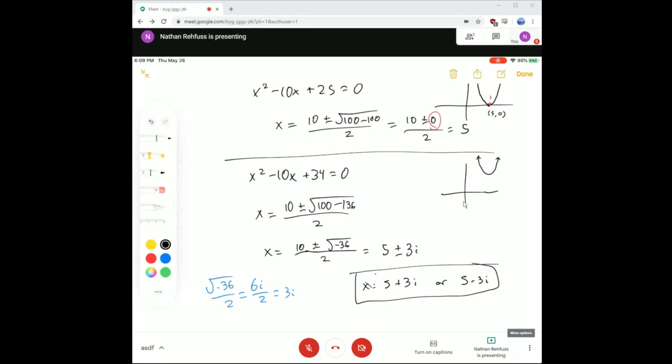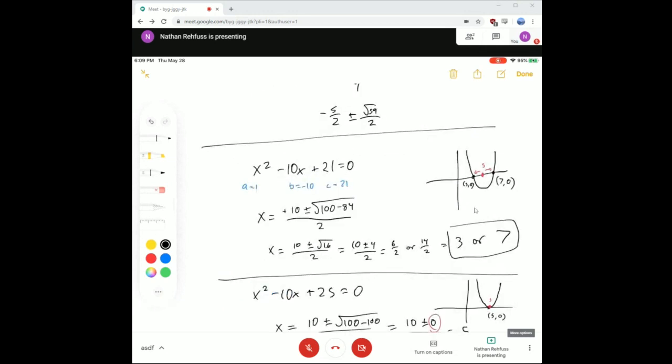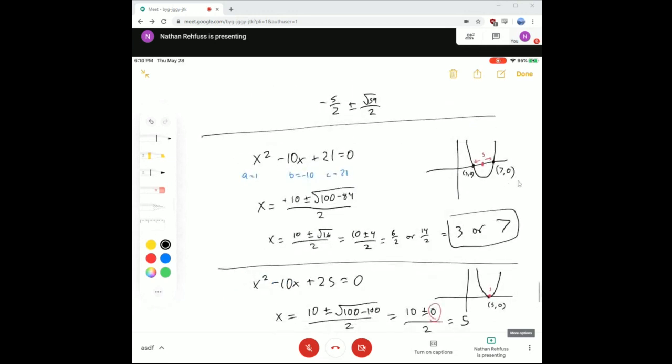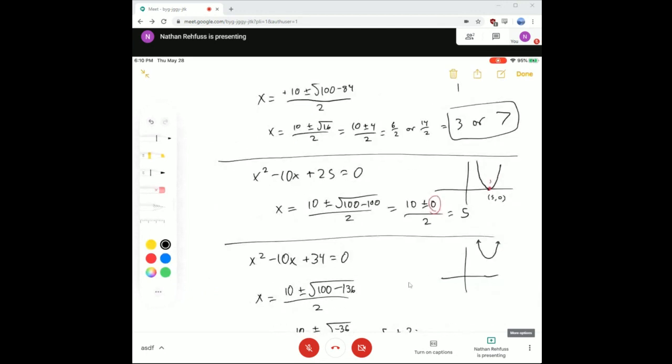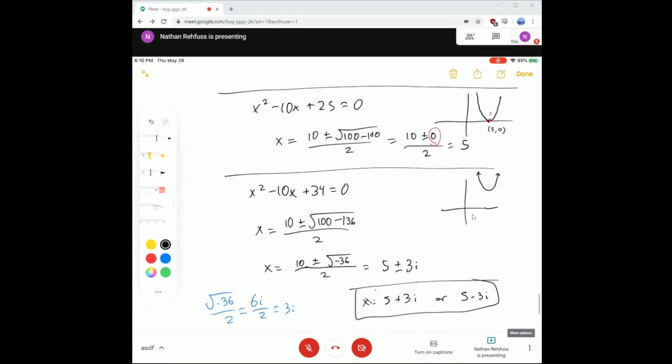The moral of this story is, if your discriminant is positive, you'll have 2 real roots. If your discriminant is 0, you'll have 1 real root. And if your discriminant is negative, then you won't have any real roots.